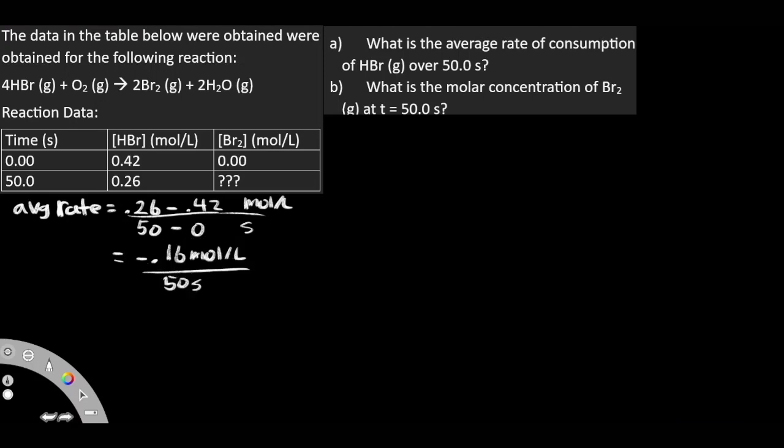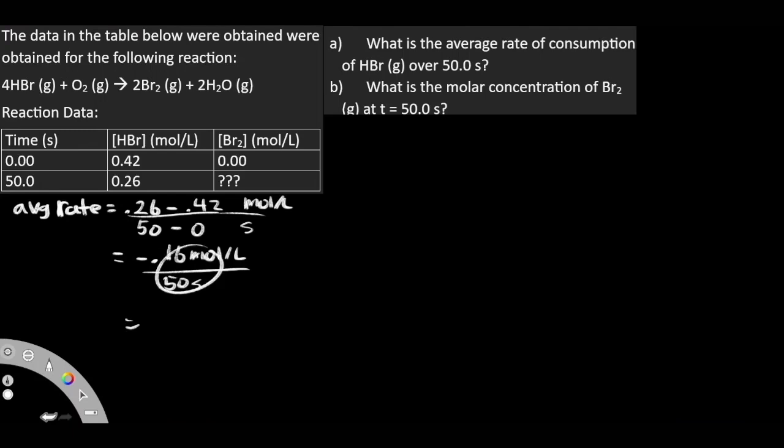Now, the question after that, however, is asking what is the molar concentration of Br2 at t equals 50 seconds? Well, if this is what happened in 50 seconds, right, because in the beginning it was at 0 seconds, and then at a certain amount per second, there was a certain amount of concentration that was consumed, right?